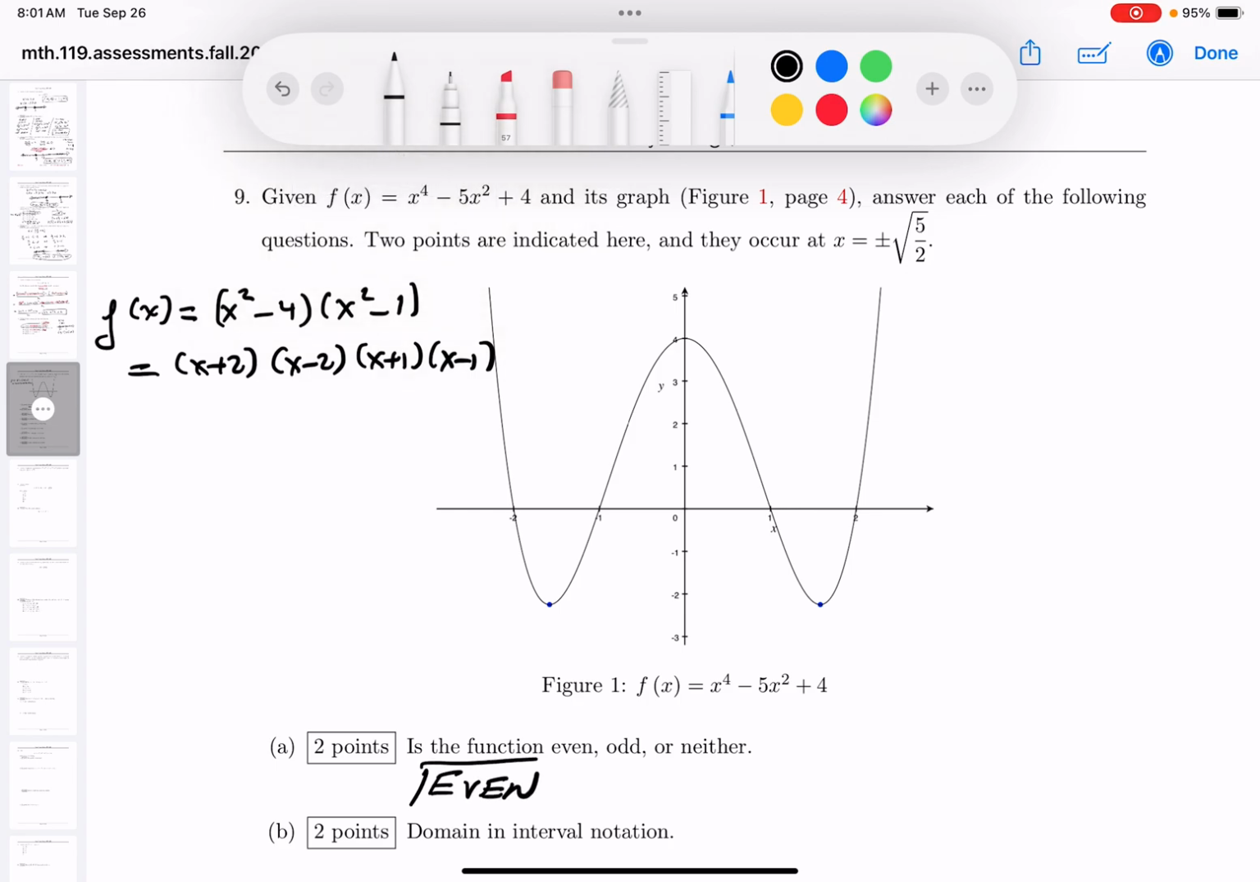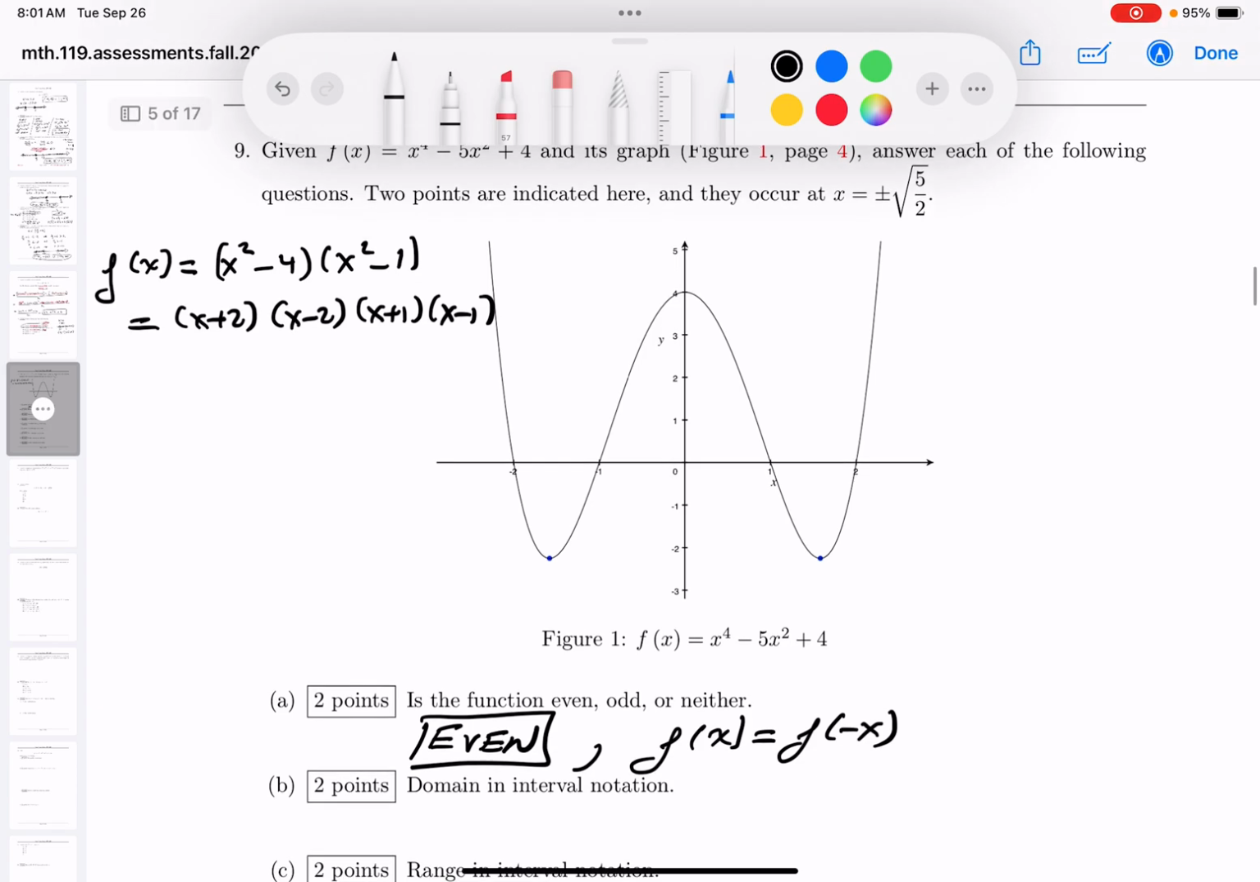And again, that's by inspection, by the way. If you want, you can show it's even by taking f of x and showing that it's the same thing as f of minus x. And it is. You can just look at that and see it, because you've got 4th degree and 2nd degree terms, and substituting minus x is going to produce the exact same function, by the way.